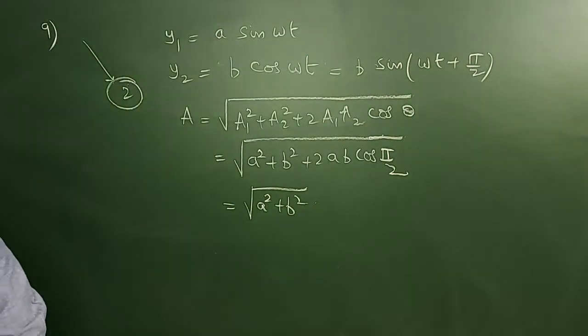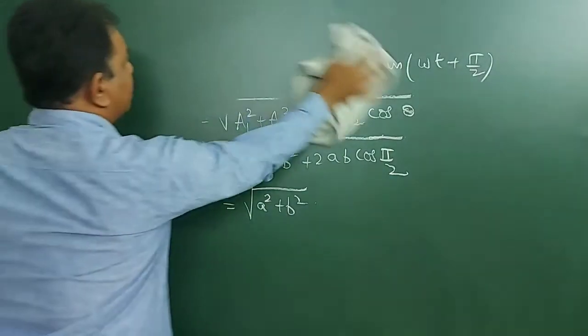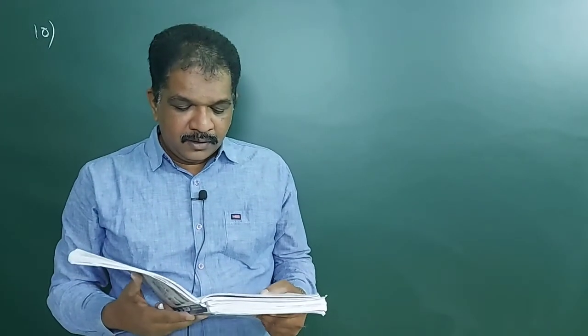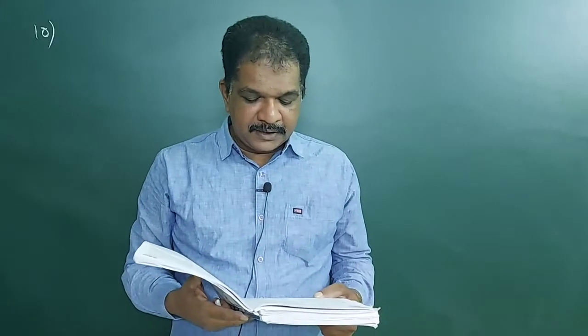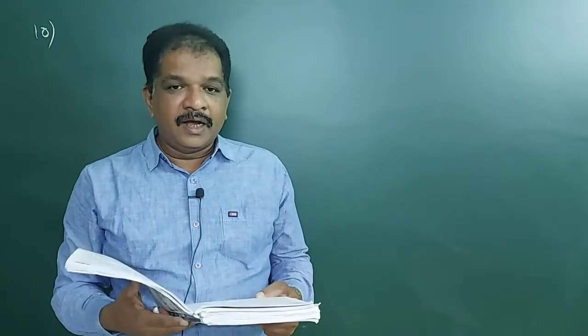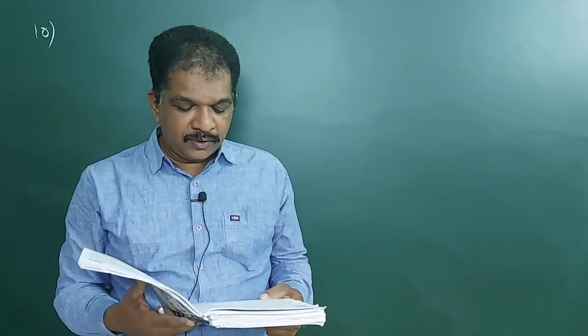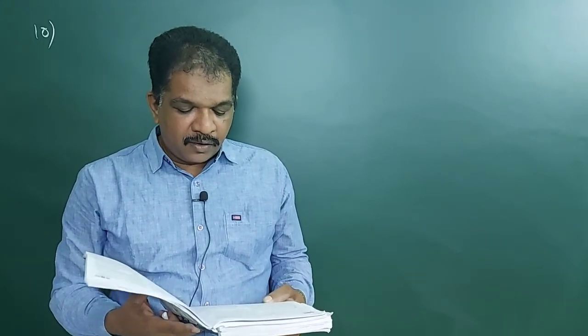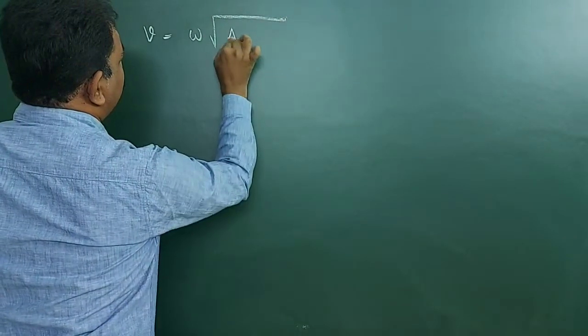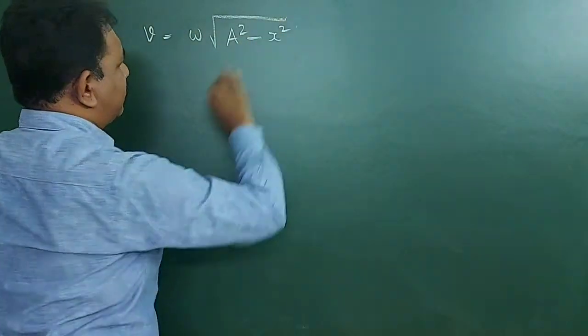Next, see the 10th one. What they are asking: a particle is executing SHM, at displacements x1, x2 the velocities are v1 and v2. Then what is the formula for the time period? So v is equal to omega into root of a square minus x square.